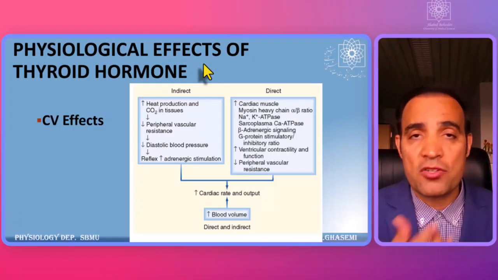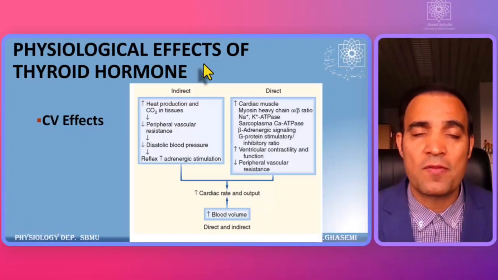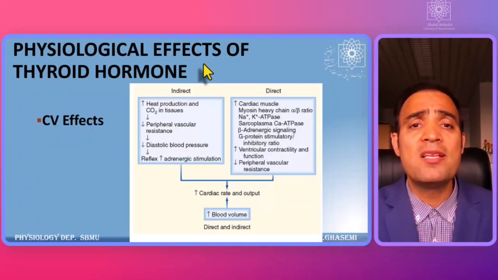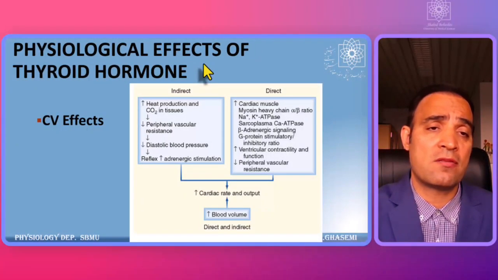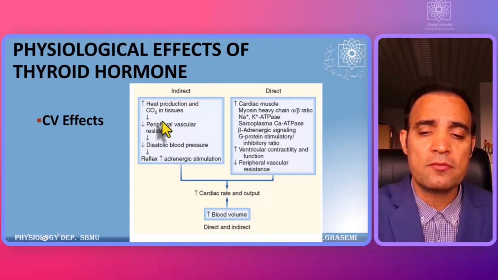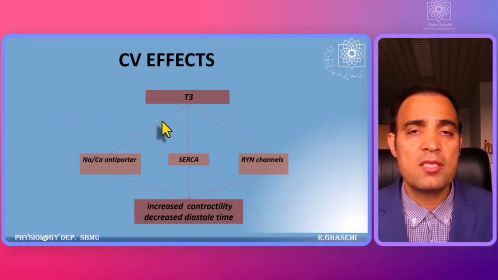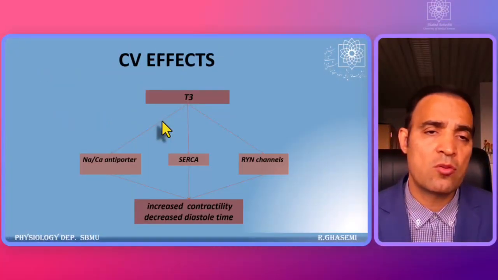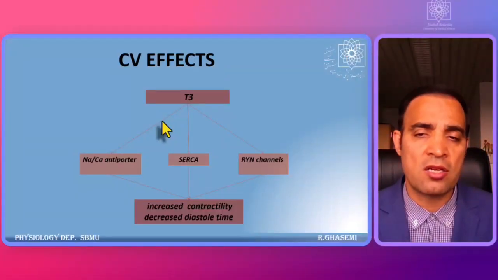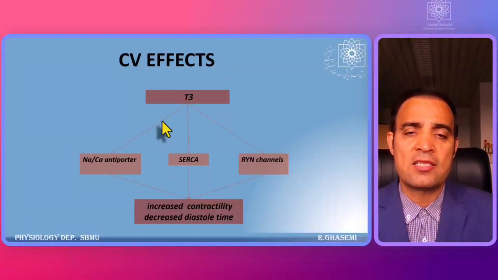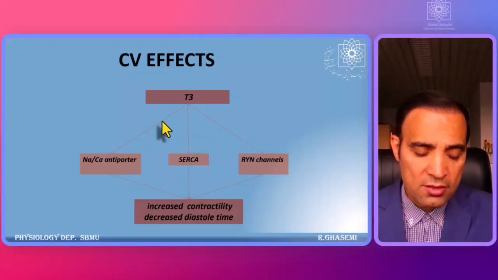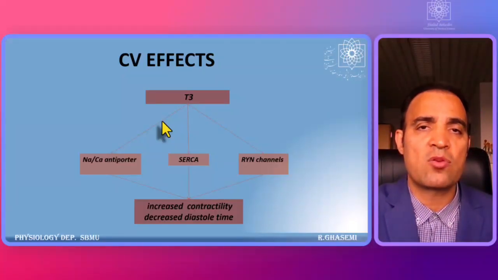This is the normal function of the thyroid hormone. And for those who have hyperthyroidism, this effect will be higher than normal. This figure shows how thyroid hormone affects the sodium calcium transporter, SERCA, ryanodine channels, and increases contractility and heart rate, those effects that I told you about.